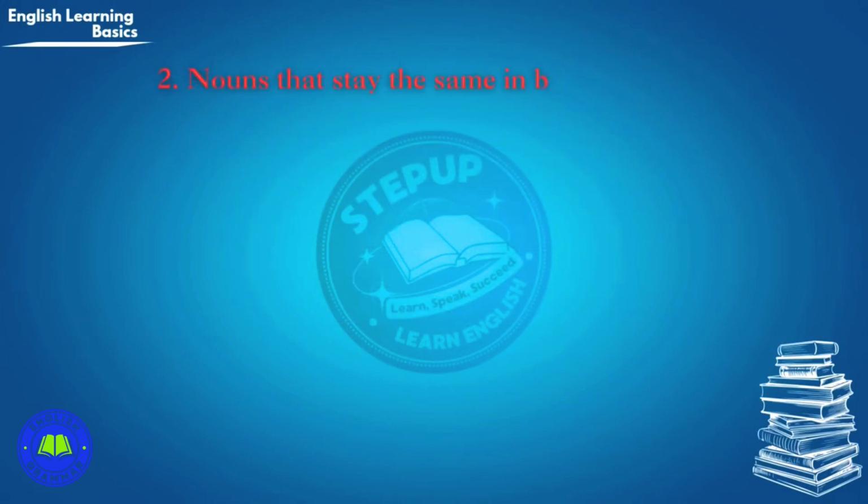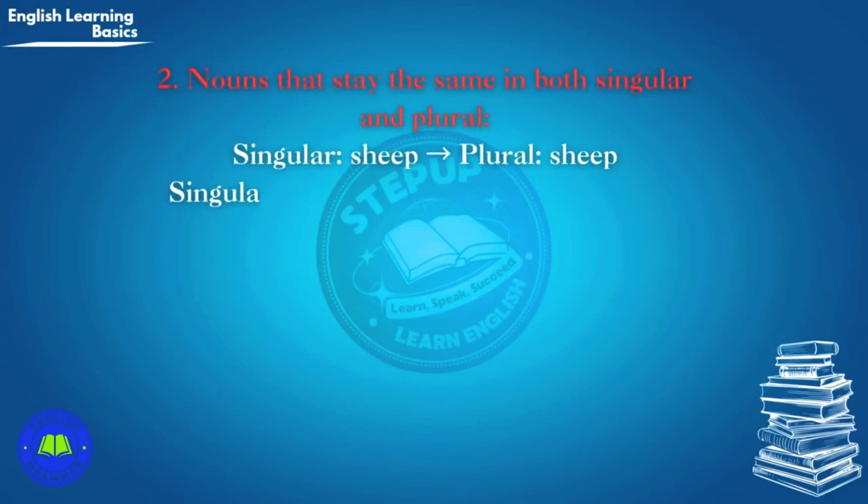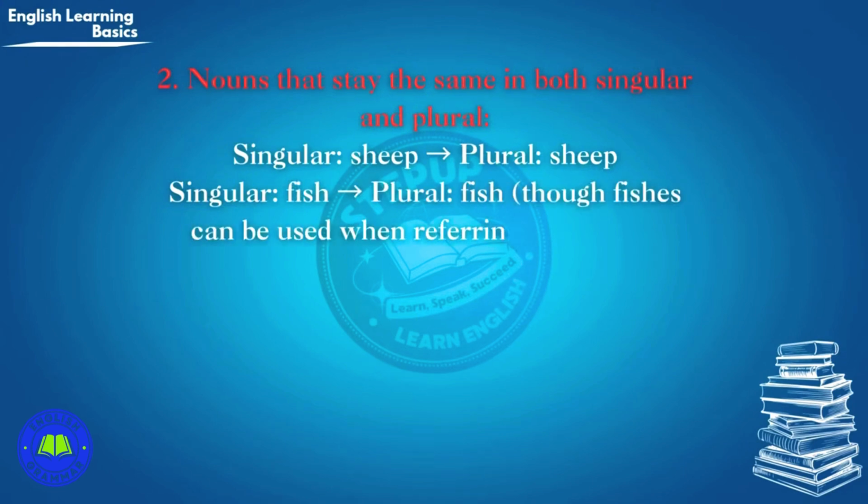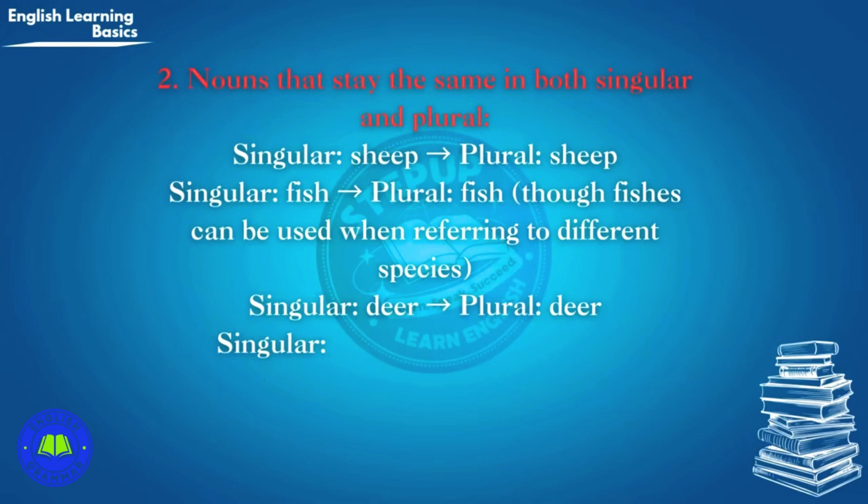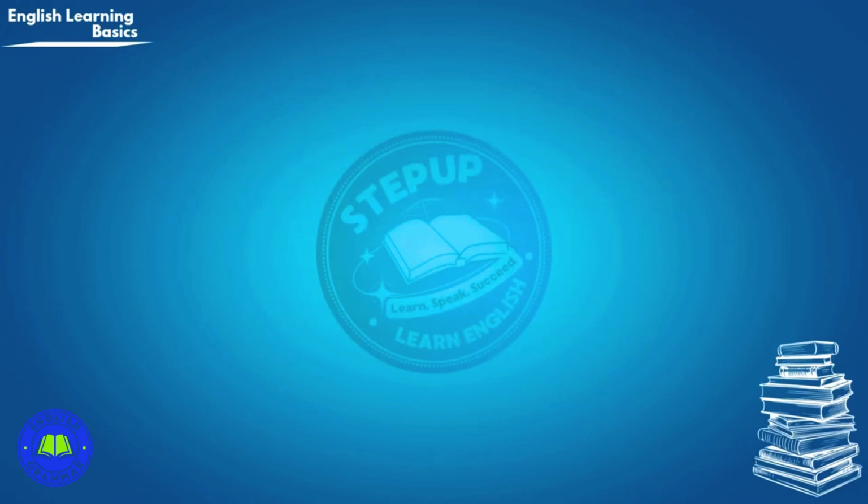2. Nouns that stay the same in both singular and plural. Singular sheep, plural sheep. Singular fish, plural fish, though fishes can be used when referring to different species. Singular deer, plural deer. Singular species, plural species.